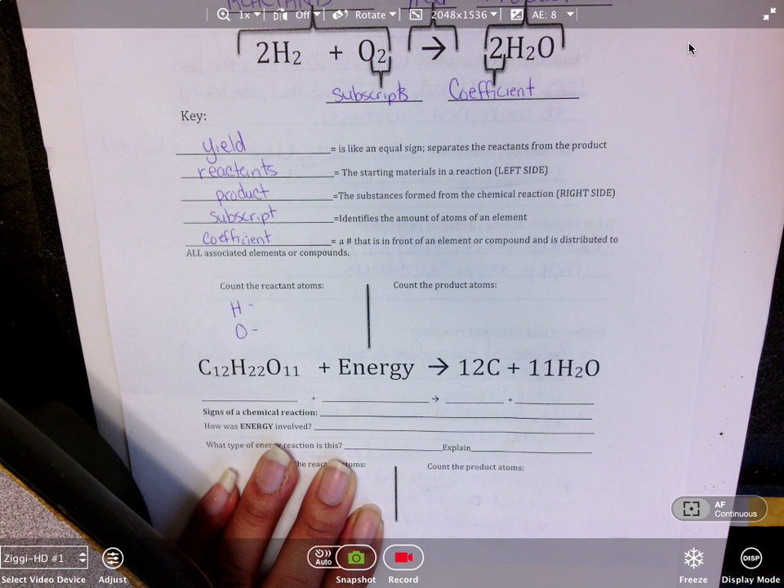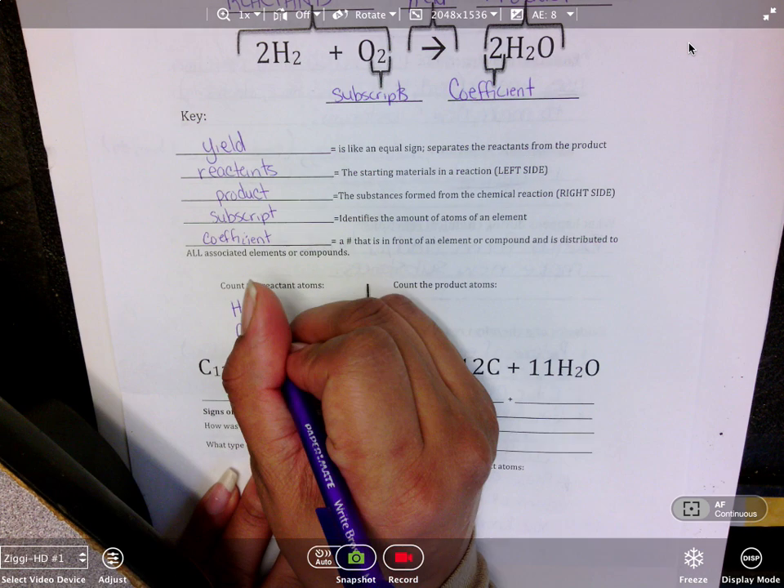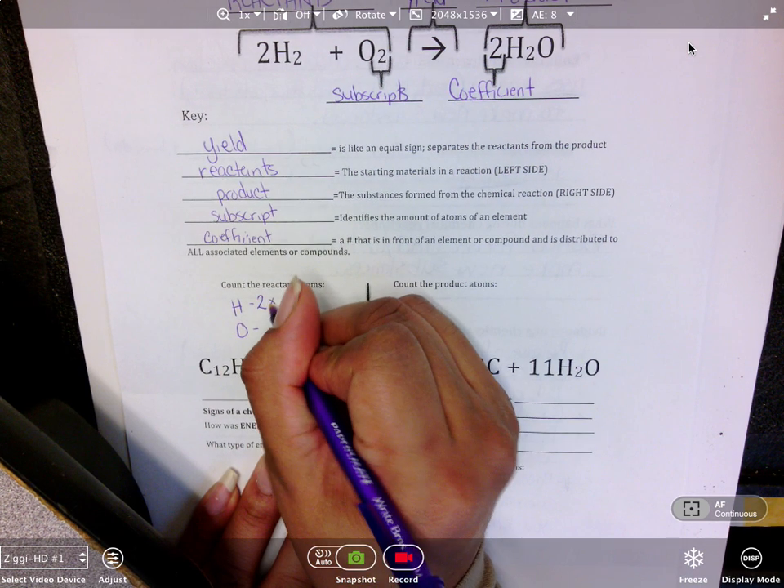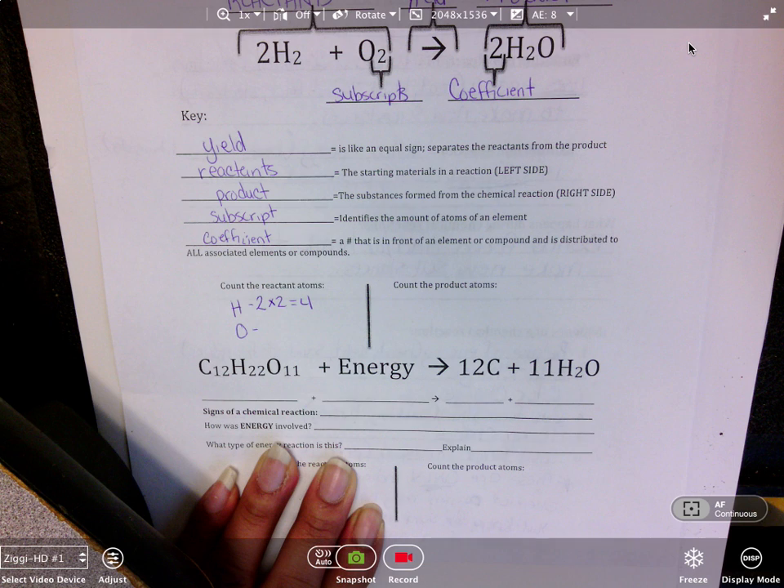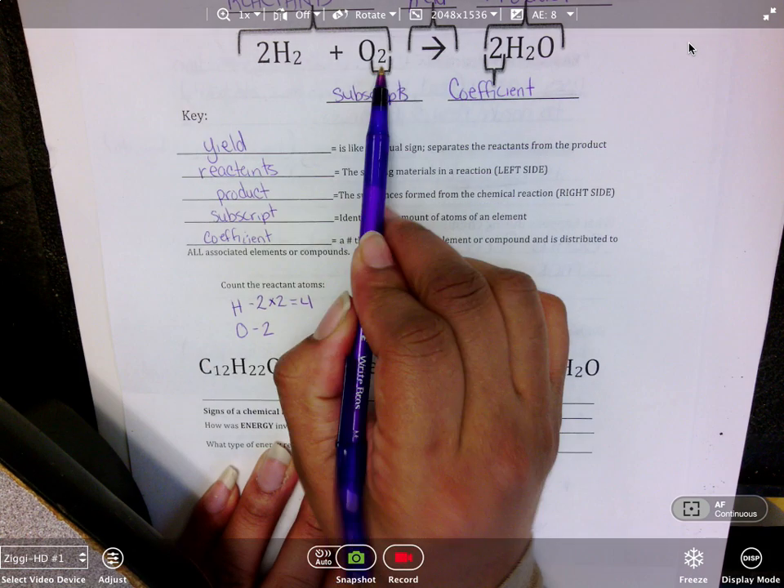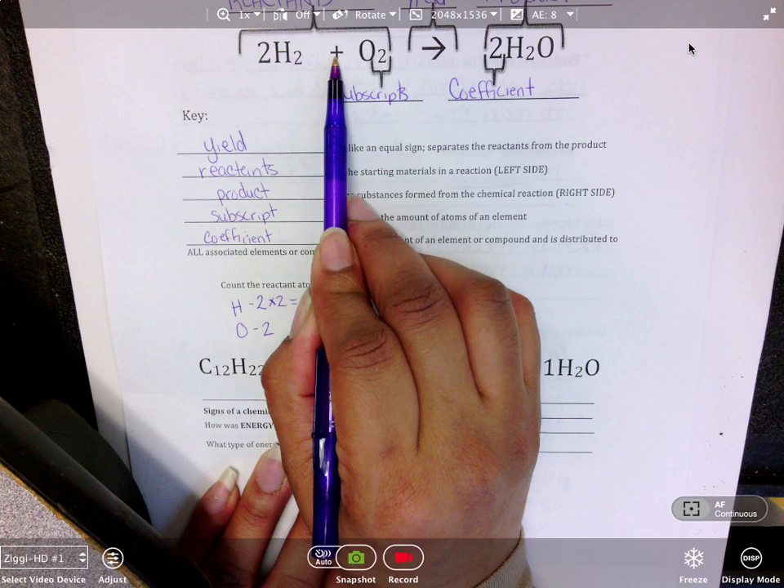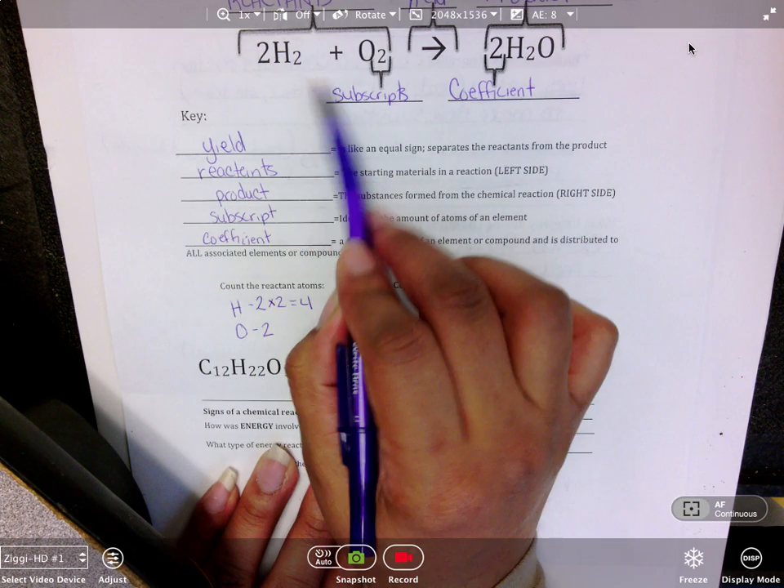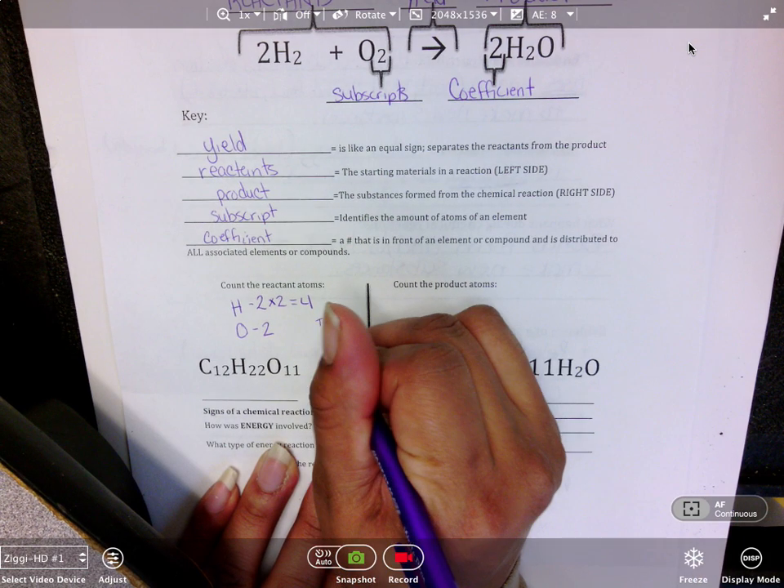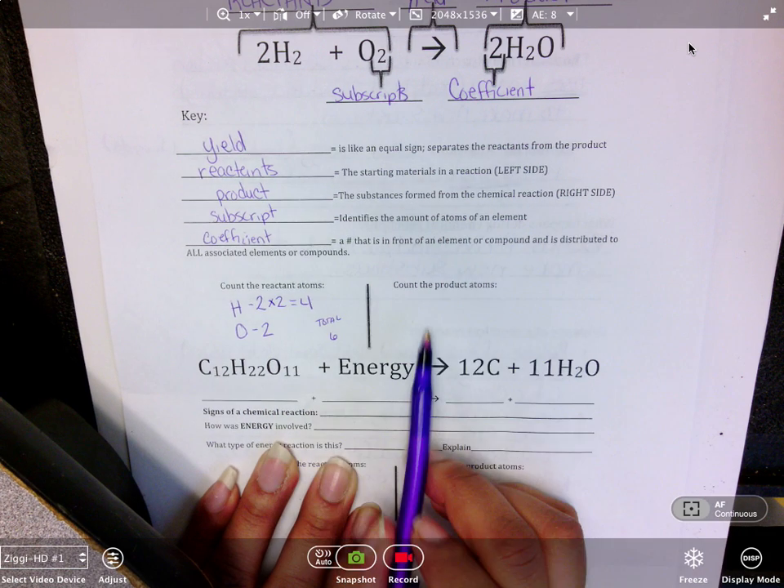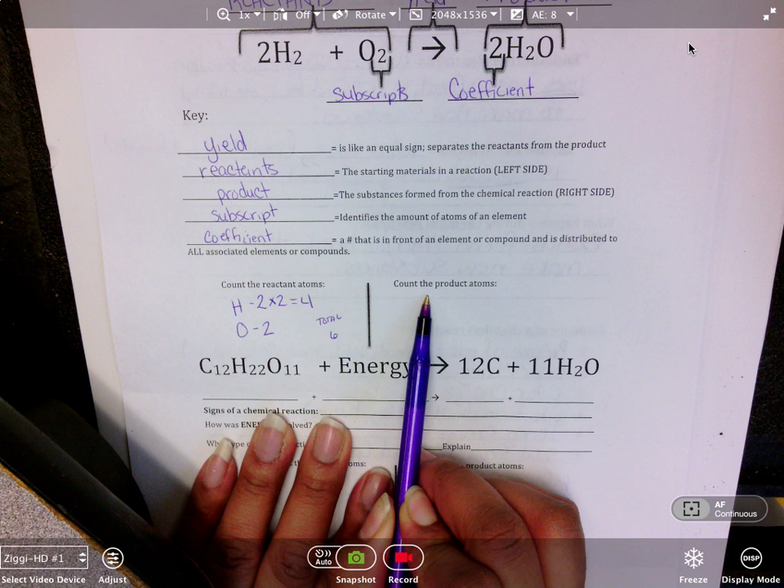All right. How many hydrogens, Simon, do we have? Four. The reason why he says four is because we have a subscript of two, and we have a coefficient so that we multiply that and we get four. How many oxygen do we have, Aaron? Two. We have the subscript. We do not distribute that coefficient because we have the plus sign. Notice all of these are your reactants. What's our total number? Six. Counting our products, what elements do we have as our products?